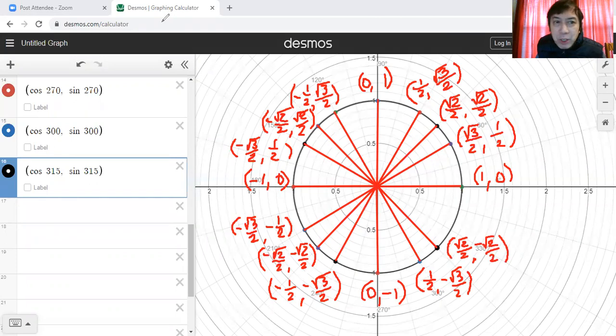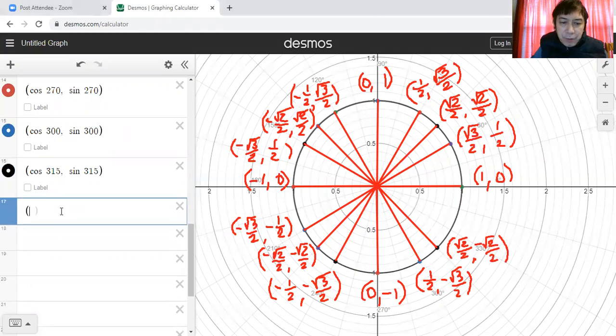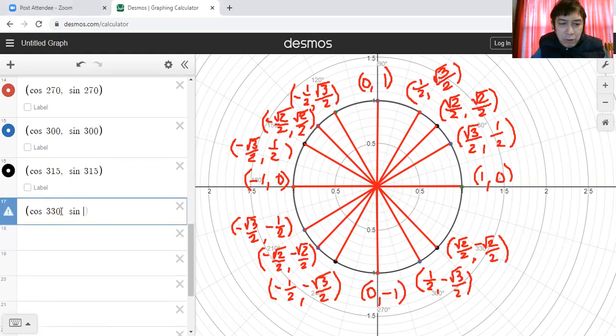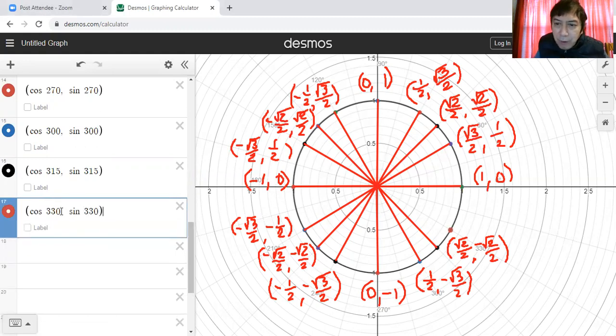This is another special angle, of course. So this is cosine of 330 and sine of 330 there. And you can see the pink point along the unit circle there, after I have typed it. Here is the radius, and the coordinates for this will be, of course, positive for x and negative for y.